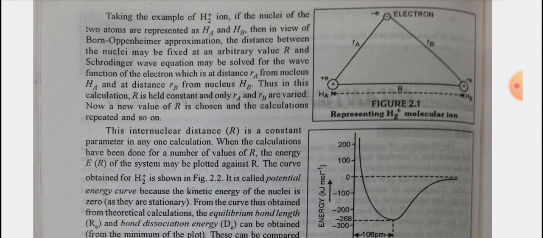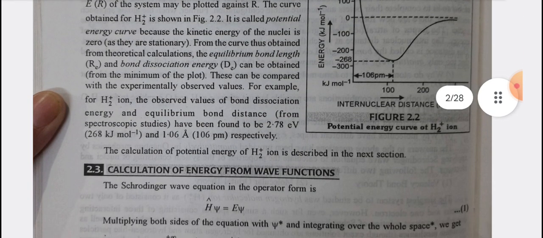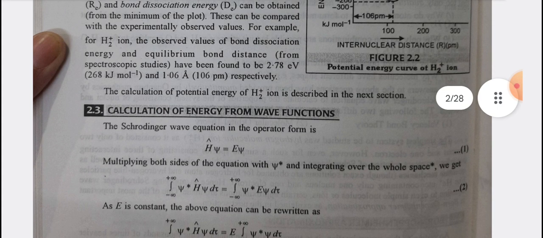When the calculations have been done for a number of values of R, the energy E(R) of the system may be plotted against R. The curve obtained for H2+ is shown in figure 2.2. It is called the potential energy curve because the kinetic energy of the nuclei is zero, as they are stationary. From the curve thus obtained from theoretical calculation, the equilibrium bond length Re and bond dissociation energy De can be obtained from the minimum of the plot. These can be compared with experimentally observed values.